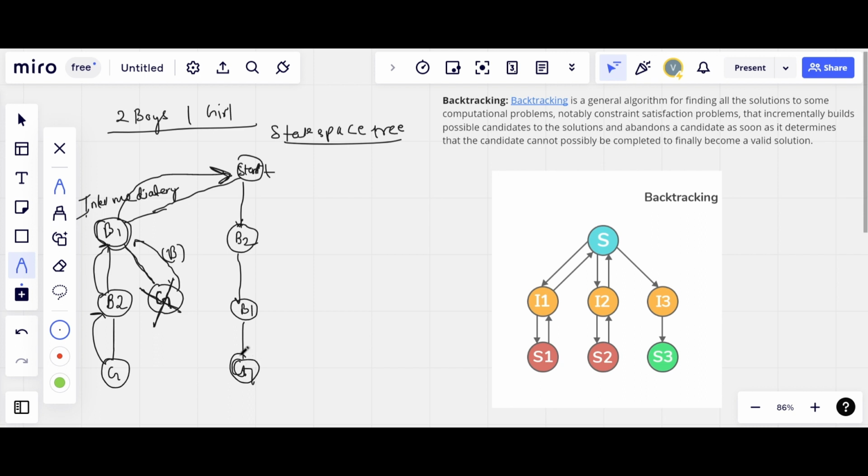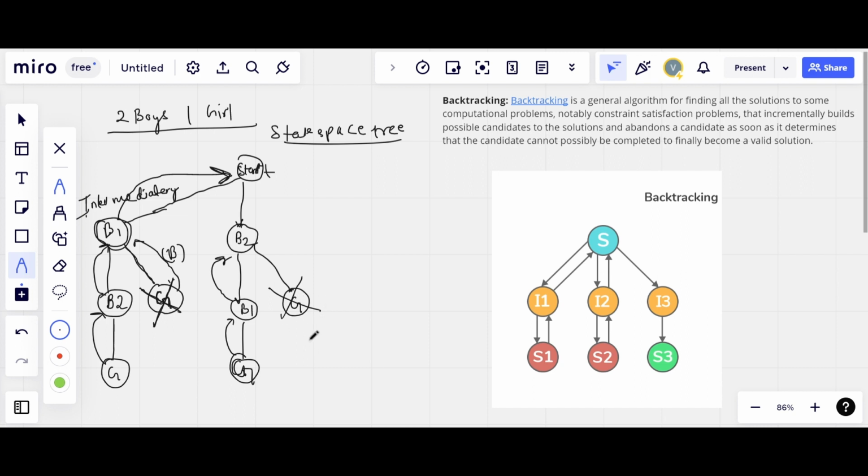At this leaf node, we are out of choices, so we'll go back to B1 and then to B2. Then at B2 there is another choice we can take: the girl can sit after B2. Now again, we will stop here and not proceed further. We'll kill this live node, because we know it's not meeting our explicit constraint: one boy was already seated, and the girl is sitting in between.